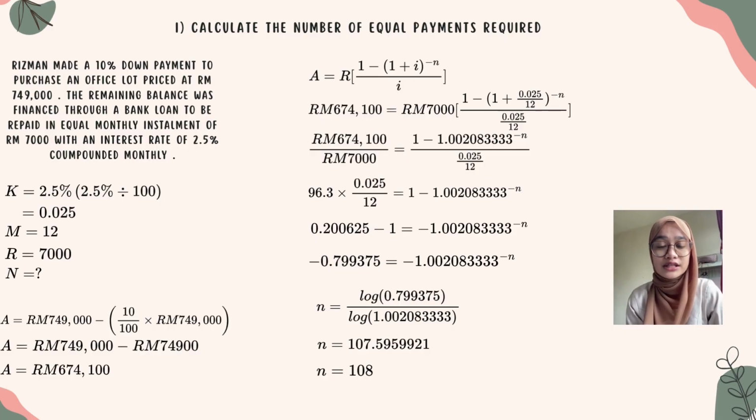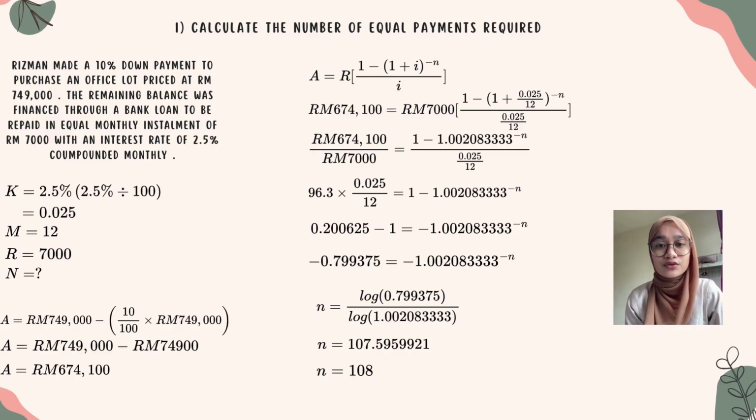After that, we bring the 7,000 to the left and divide by 674,100, and in the bracket we settle one by one. Use calculator: 1 minus bracket 1 plus 0.025 divided by 12, power negative of n, and we get the answer 1 minus 0.002083333 power negative of n, divided by 0.025 over 12. The answer of 674,100 divided by 7,000 is equal to 96.3.